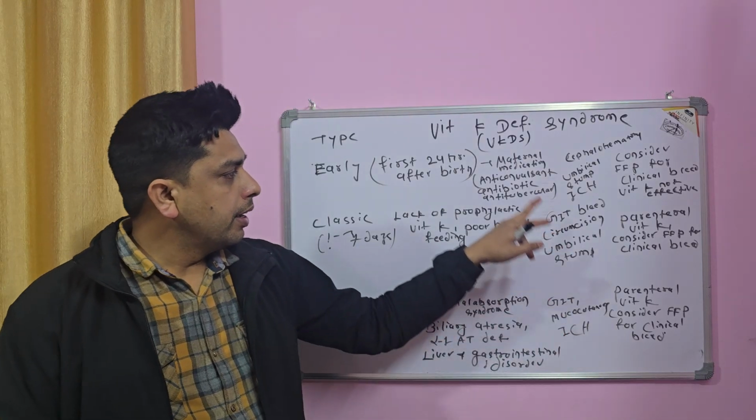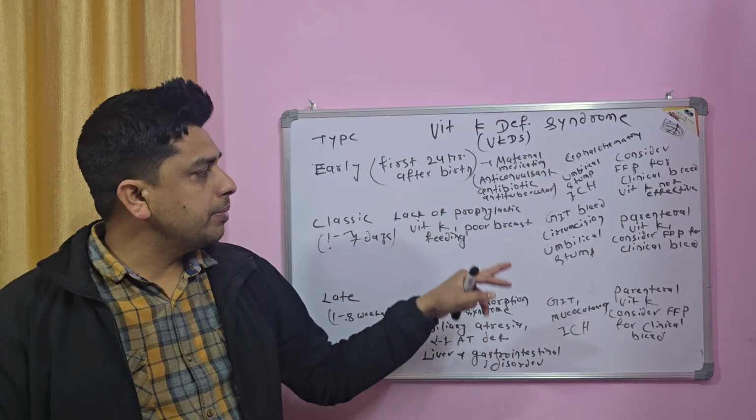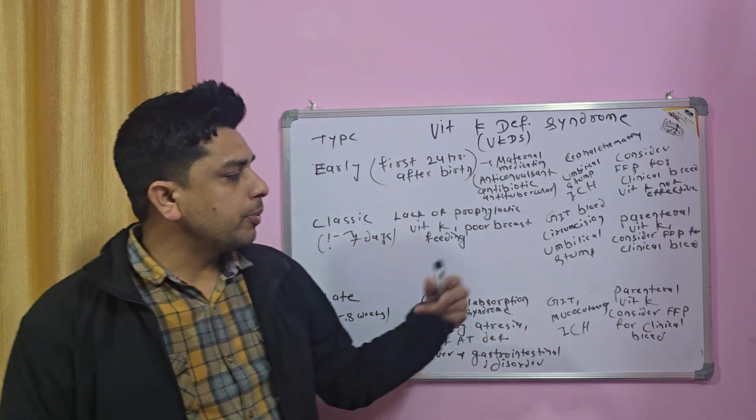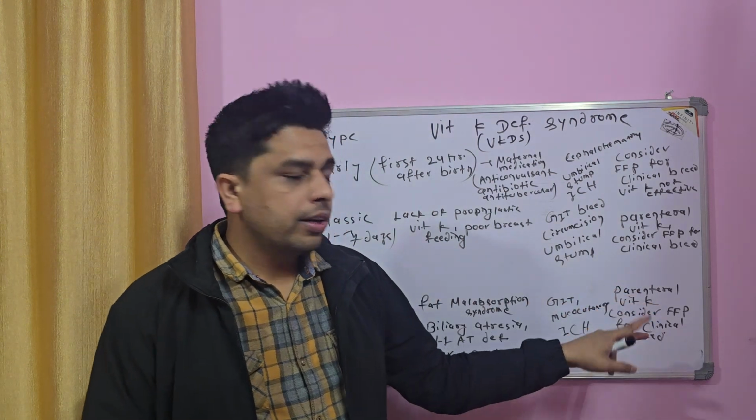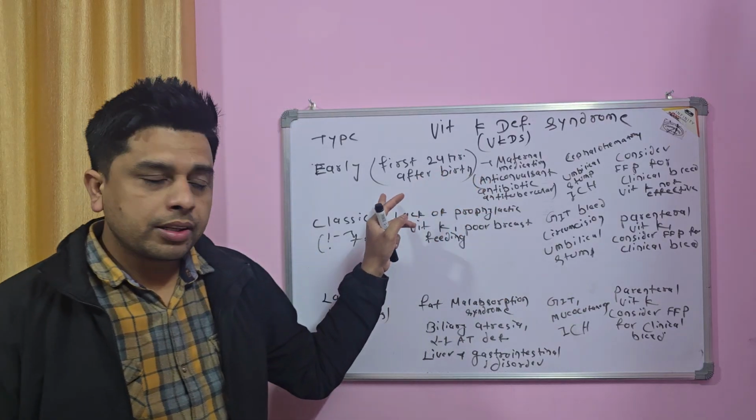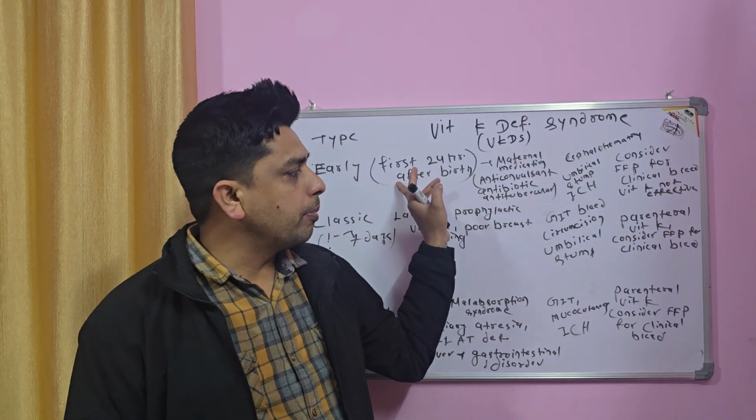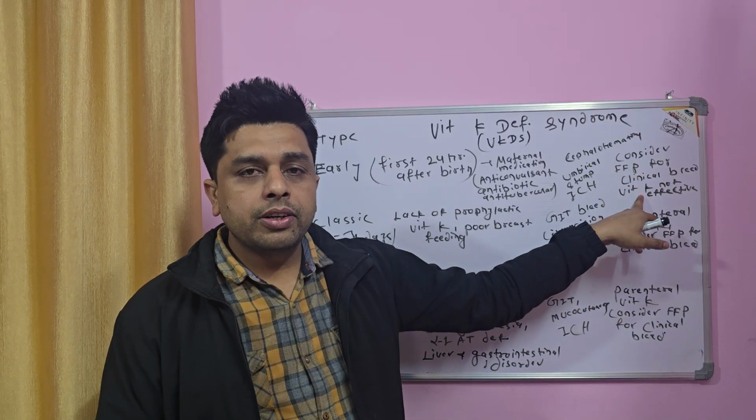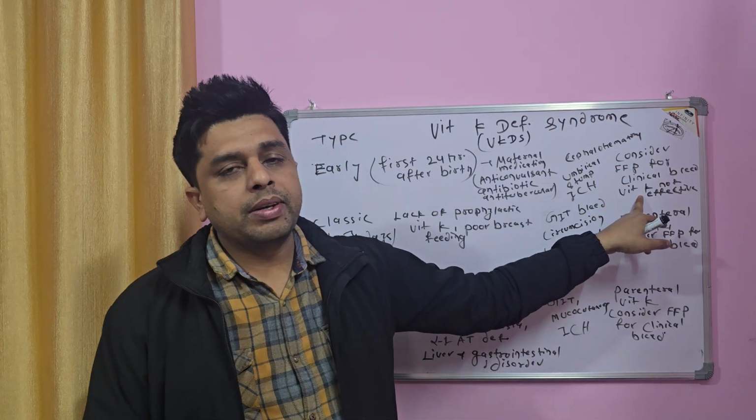And whatever the cause of bleeding may be, we have to consider giving fresh frozen plasma or vitamin K. And if the bleeding occurs within 24 hours after birth, vitamin K is not considered effective, and so we have to give fresh frozen plasma.